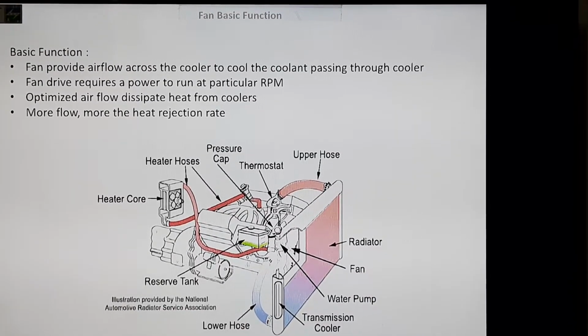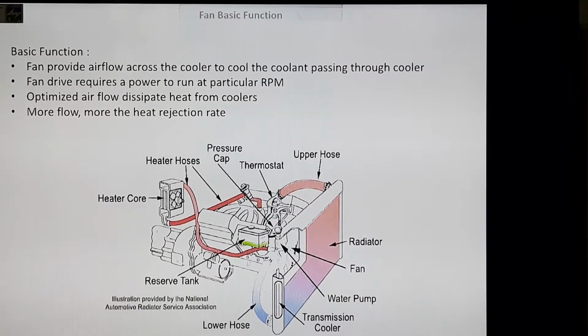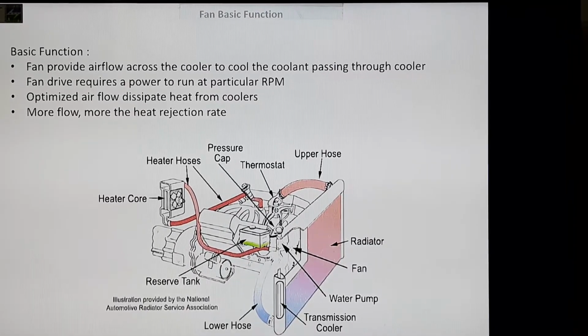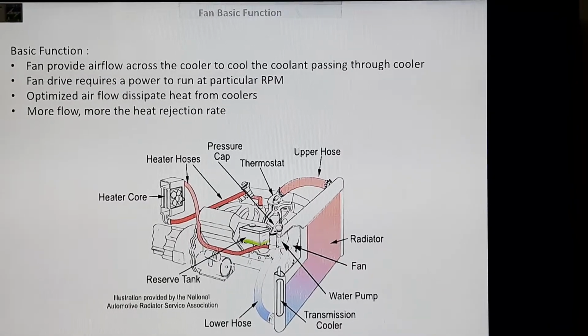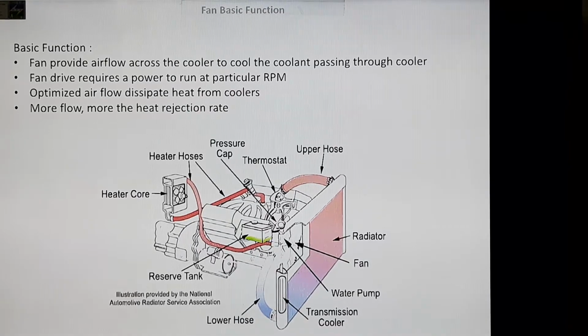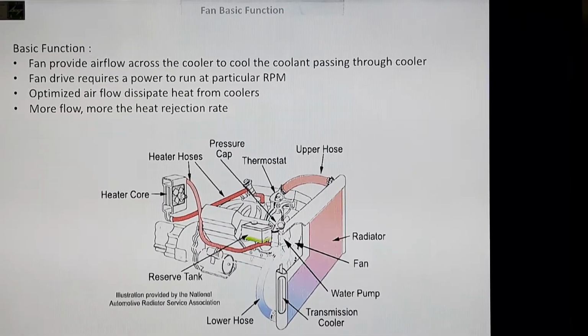So why we need the fan is that we need to cool the cooling system. We need to cool the engine, transmission and the driveline components. When we place the fan on the engine, it also consumes power. It consumes power through a direct drive from the engine, or from a hydraulic motor or from electric motors.